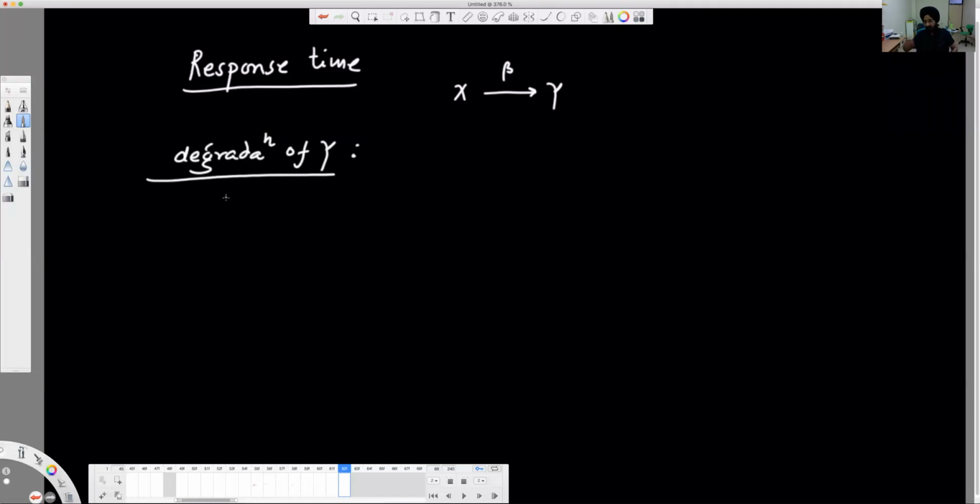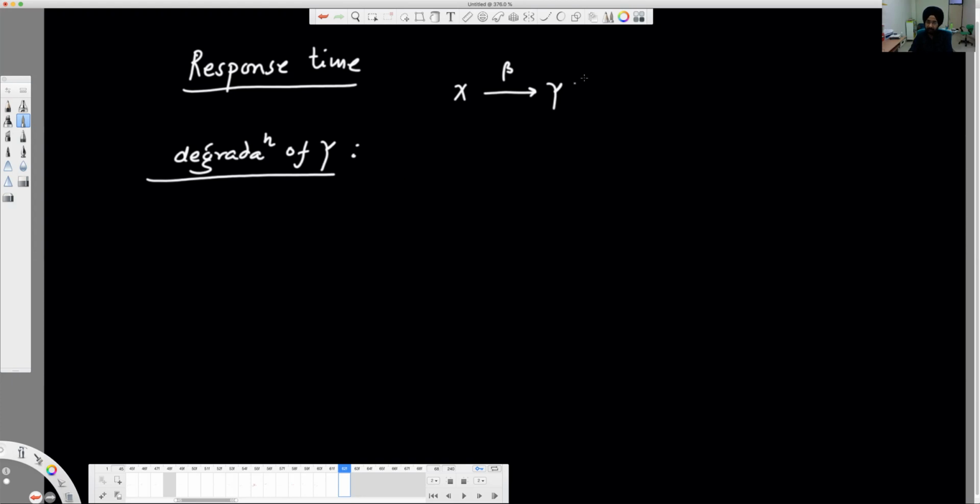Now, first we need to define the response time. Response time is the time taken to reach half the production. Okay, that's how you define the half-life also, or time taken to reach half of the degradation. So either way, if you're looking at the production trajectory, then when you reach half the concentration of the steady state, this is my response time, the time taken to reach the half of the steady state. That's called response time.